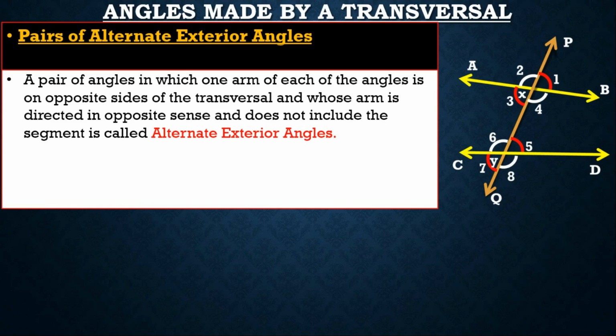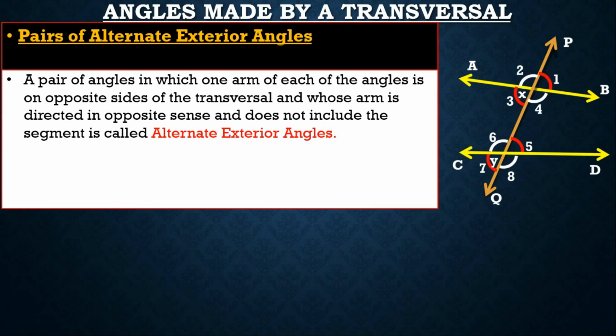Before that, what are exterior angles? We have already studied, right? So what are exterior angles? The angles whose arms do not contain the segment of the transversal cut by the given lines are called exterior angles, and exterior angles are present on the outer side of two coplanar lines. This we have already studied.